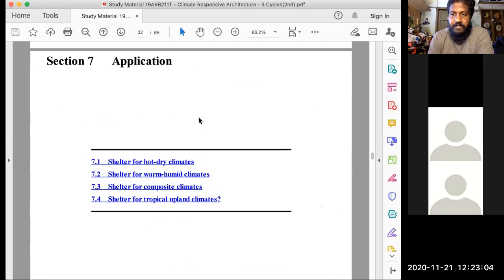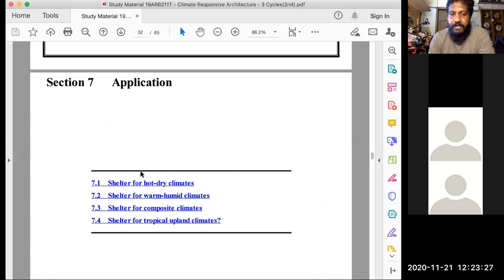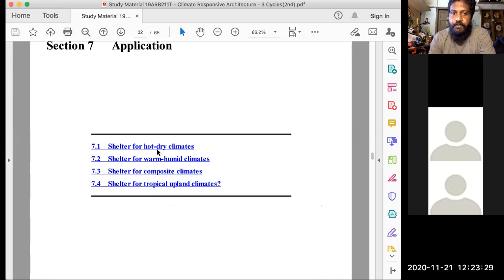So this part is where we start off the 5th unit. Only the moderate climate alone we need to verify, because tropical upland climate is about hills, whereas a moderate climate is another specification. I'll get the source out here, the contents for that. All of these are the notes which are compiled: shelter for hot, dry, shelter for warm, humid, and composite.